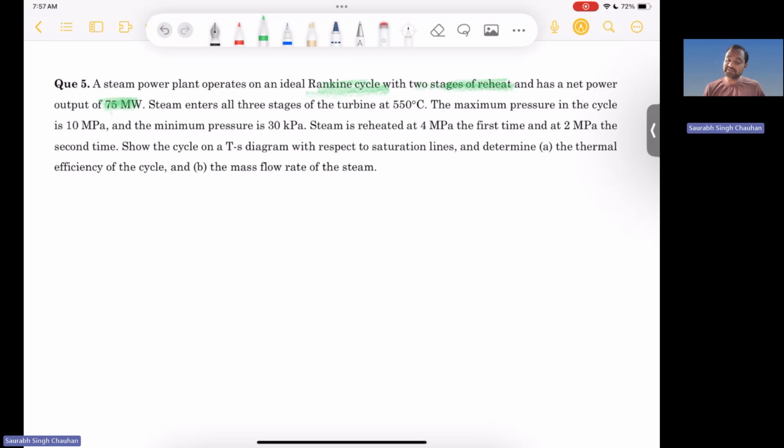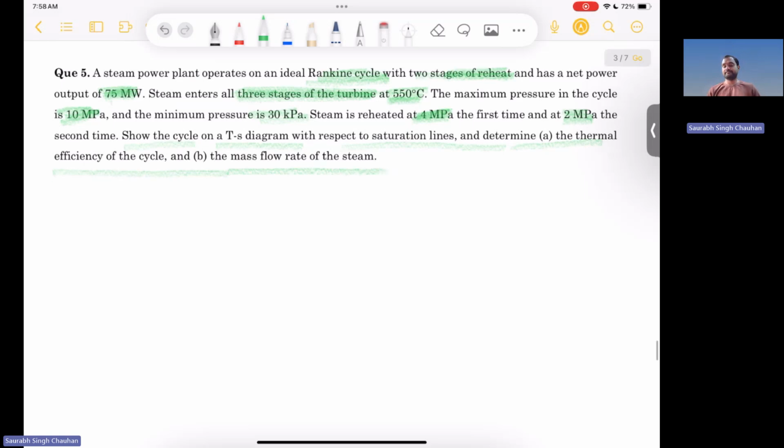Steam enters all three stages of turbine at 550 degrees Celsius. The maximum pressure in the cycle is 10 megapascal and the minimum pressure is 30 kilopascal. The steam is reheated at 4 megapascal the first time and at 2 megapascal the second time. We have to show the cycle on a TS diagram with respect to the saturation lines, and we have to find the thermal efficiency of the cycle and mass flow rate of the steam.